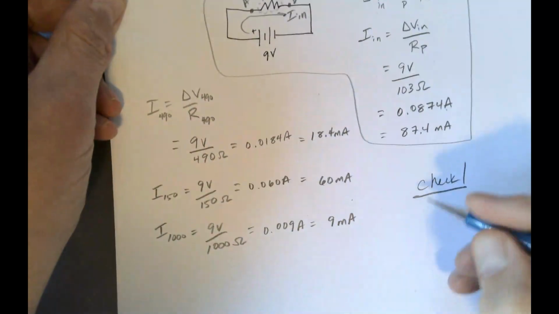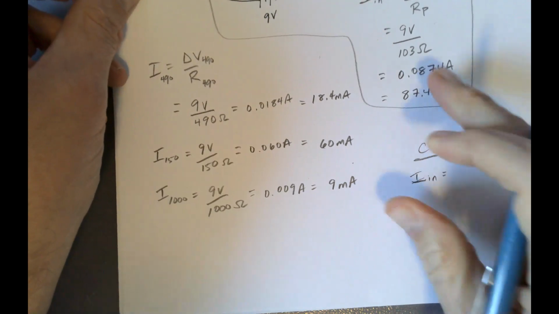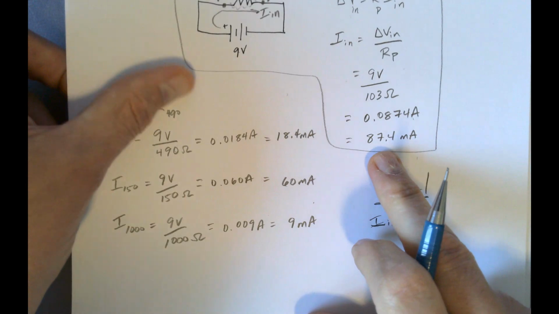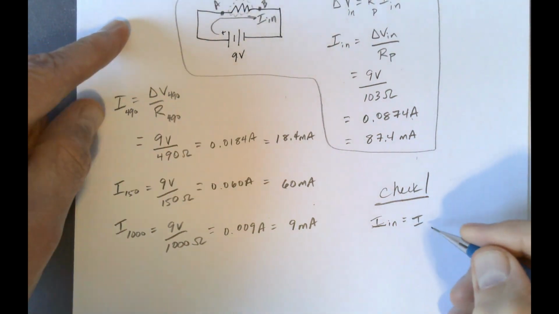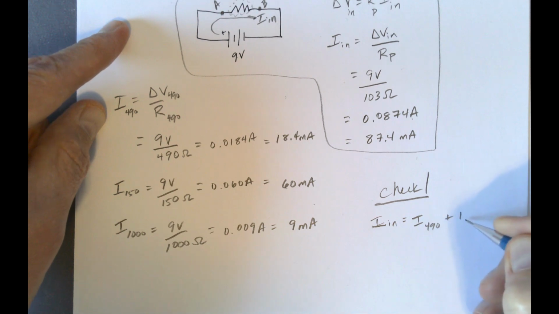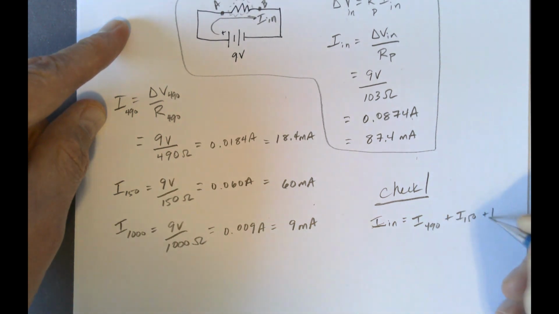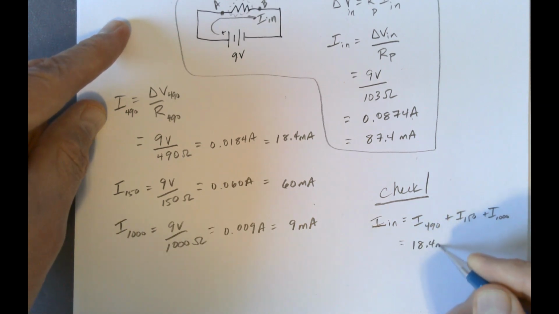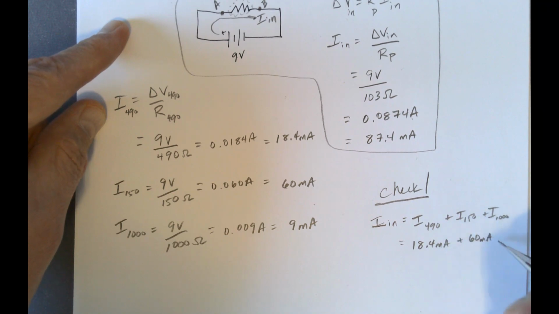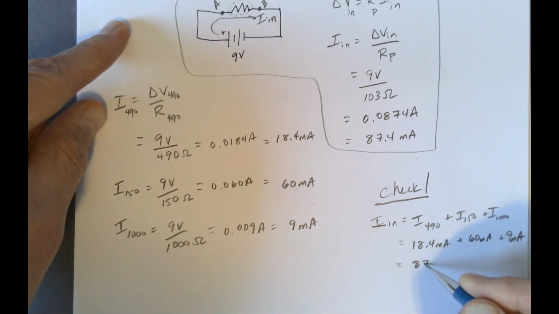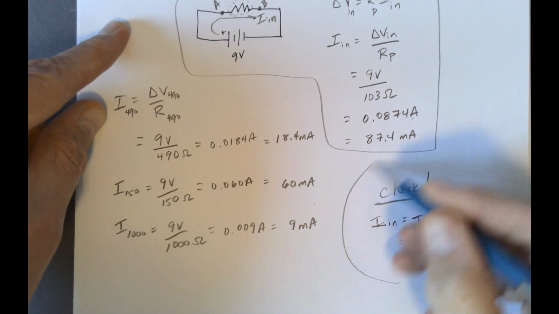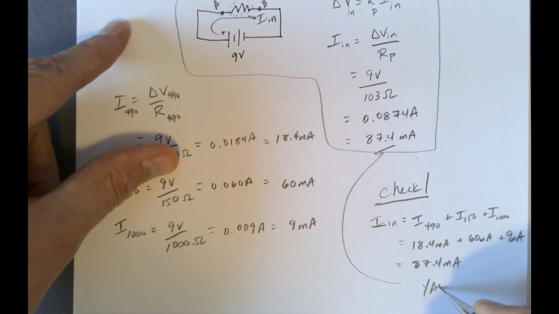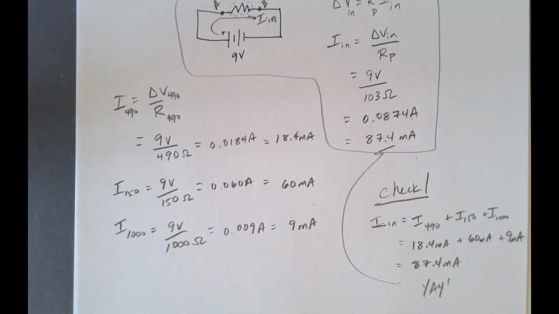And so IN, which we know is this, I'm going to use milliamps here just for my check to make it easy, is going to equal I490 plus I150 plus I1000. And lo and behold, it's 87.4 milliamps, which is exactly what we got there. And so, yay, we know we got the answer right. This solution is correct as well.